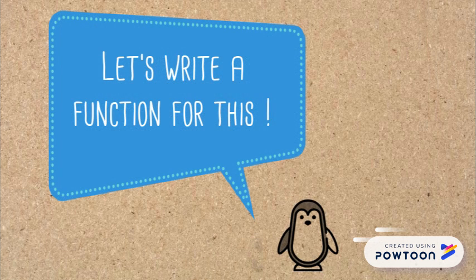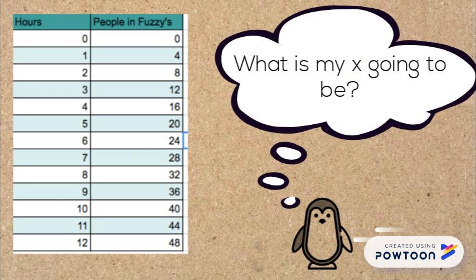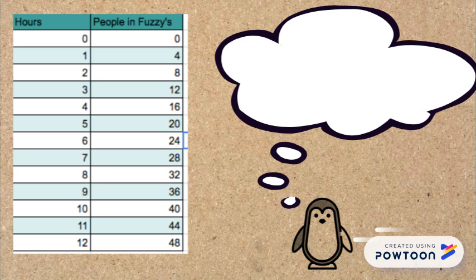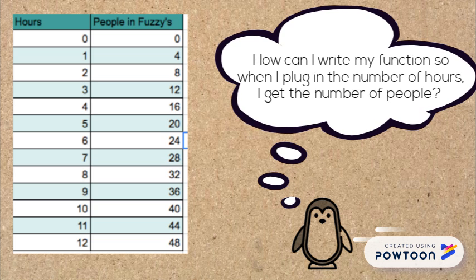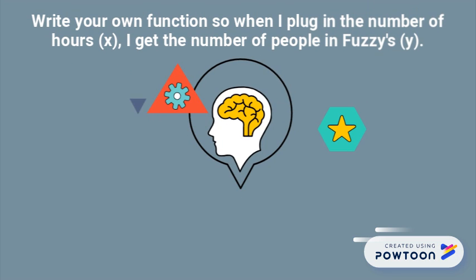Now let's write a function for this. So what is my x going to be? My x is going to be what I have control over, which is the number of hours. So how can I write my function so when I plug in the number of hours, I get the number of people? Again, pause and ponder.